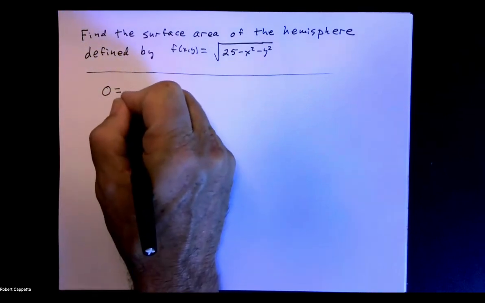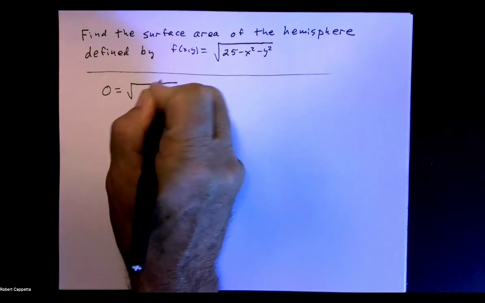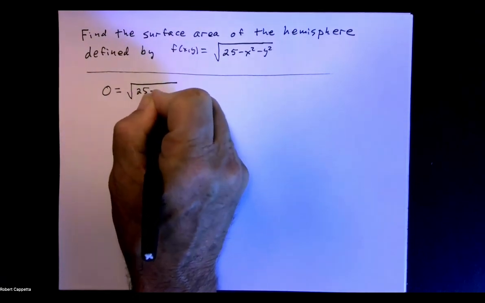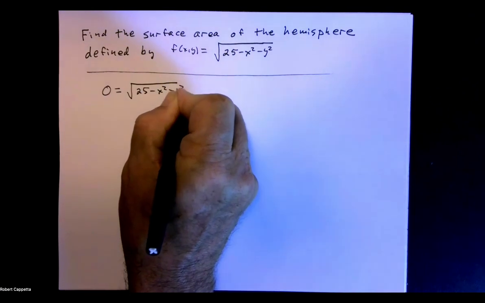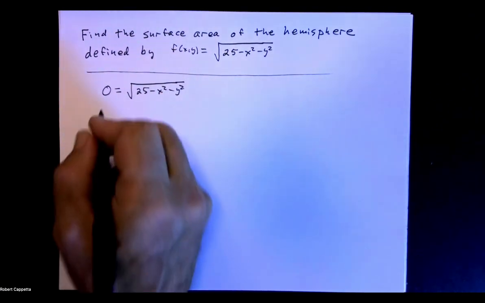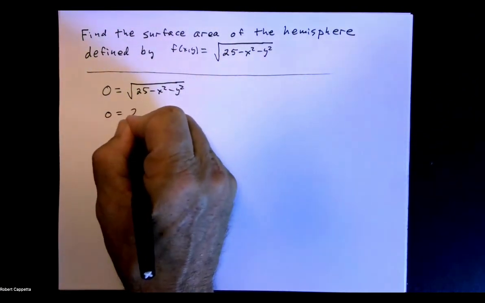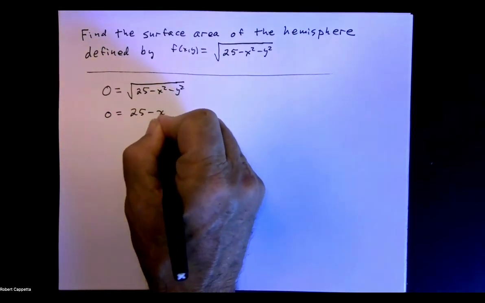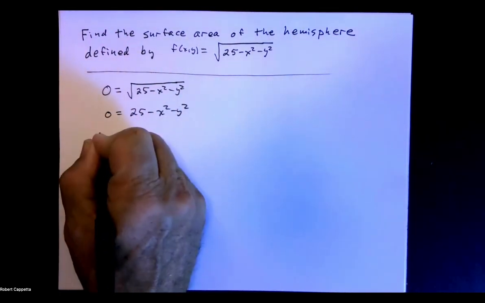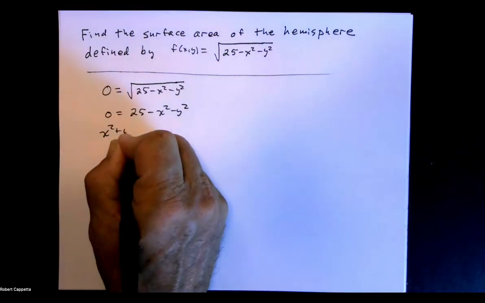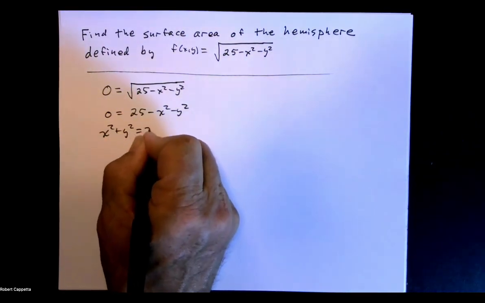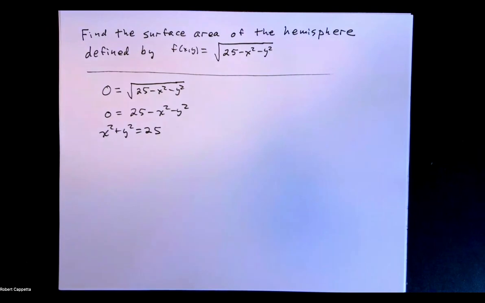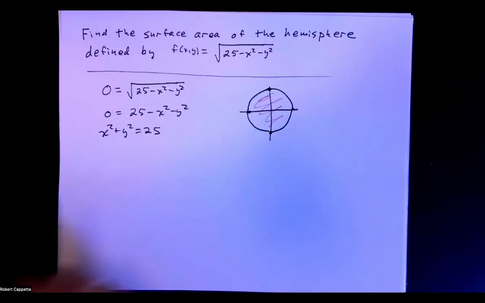So we are working at solving the square root of 25 minus x squared minus y squared for our region. So squaring both sides, we get 0 equals 25 minus x squared minus y squared, or x squared plus y squared equals 25. So our region of integration then is going to be that circle, the interior of that circle. So x squared plus y squared less than or equal to 25. And let's graph that. And our goal is to find surface area.